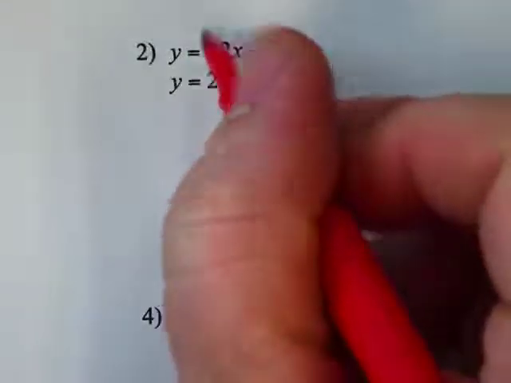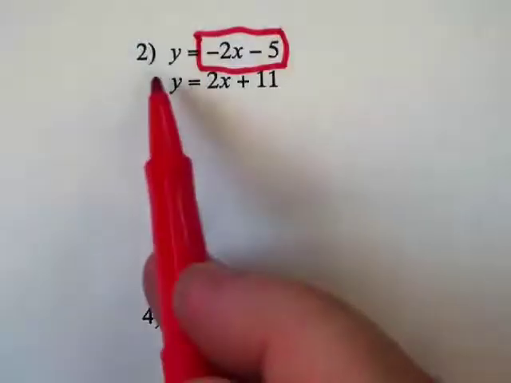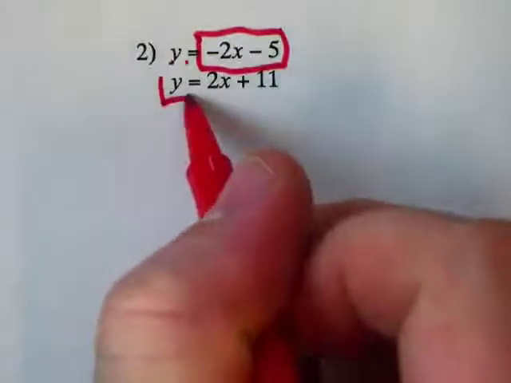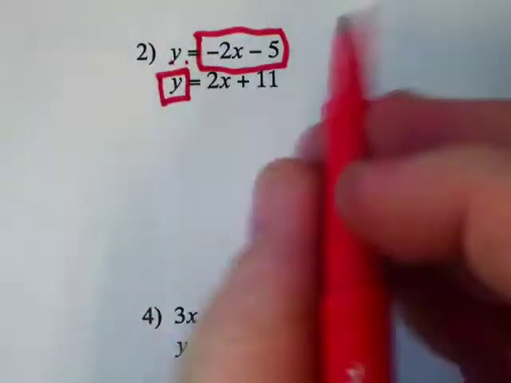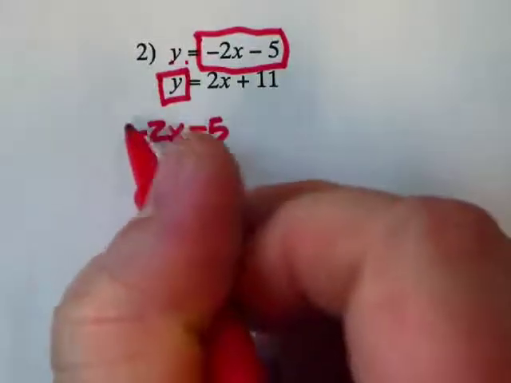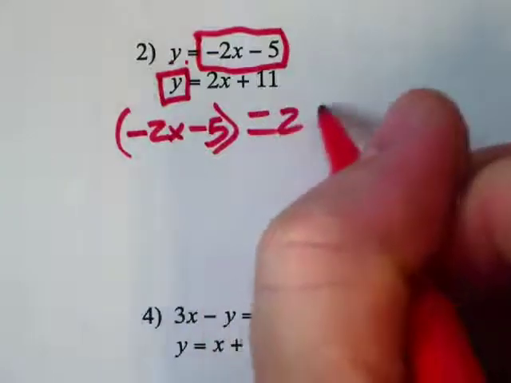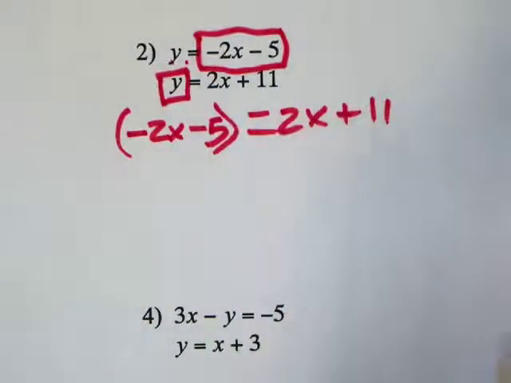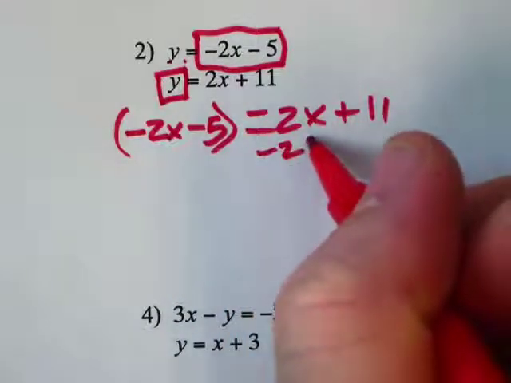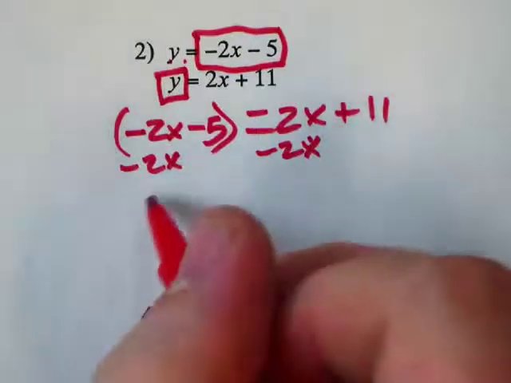Again, I know what y is. Y is everything inside that box. I'm told that because y equals that. So wherever I see y, I can plug it in and say, okay, negative 2x minus 5, there's my box, equals 2x plus 11. Okay, now let's go ahead and get the x's away from here. So we're going to subtract 2x because we want all the x's on one side.